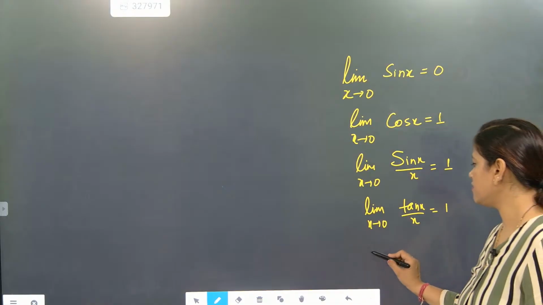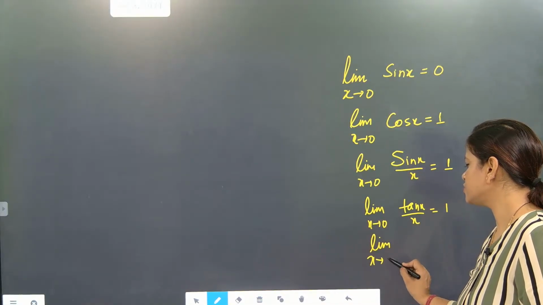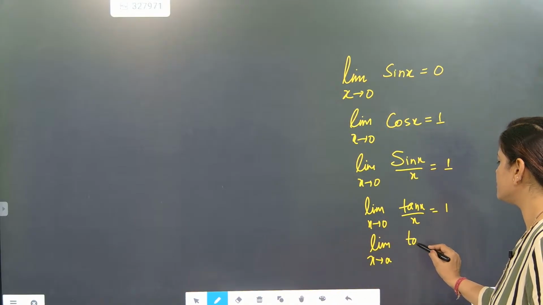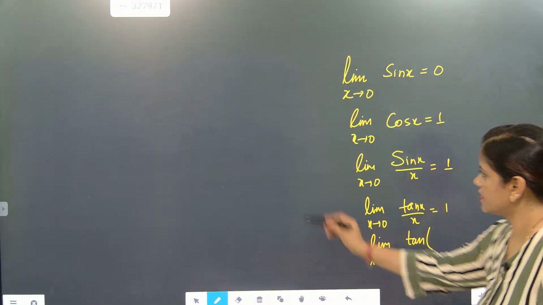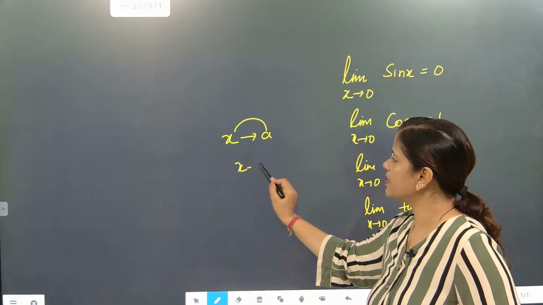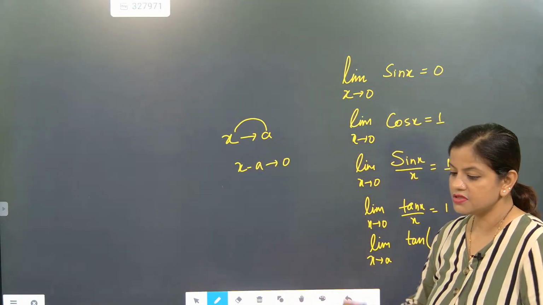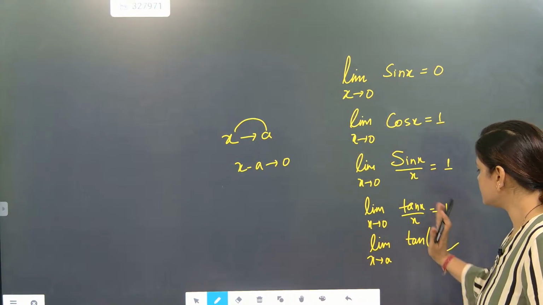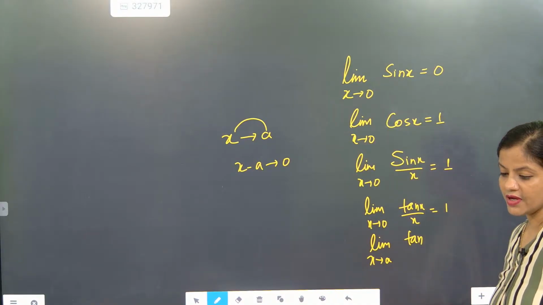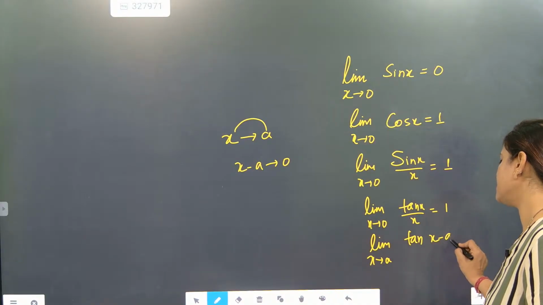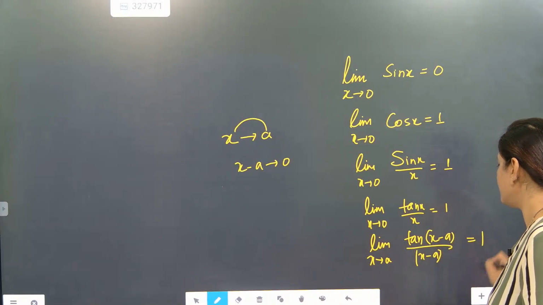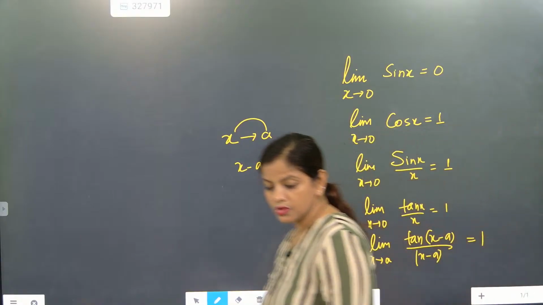And one more thing is there. If they give you limit x tends to a, again I am repeating, limit x tends to a, then how are we going to proceed? You shift this one. See, when x tends to a, I am shifting this side, it will become x minus a tends to 0. It is as simple as that. So understood or not? Here if they give you limit x tends to a, so x minus a tends to 0. So here it should be x minus a and then x minus a. If it is x minus a, then only the value will become equal to 1. Remember this, note this down very nicely.